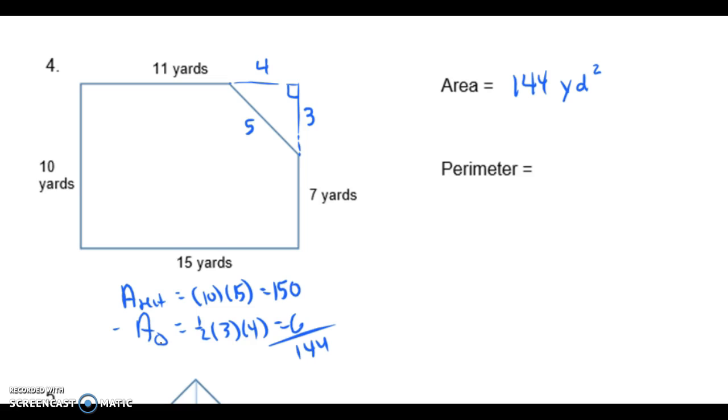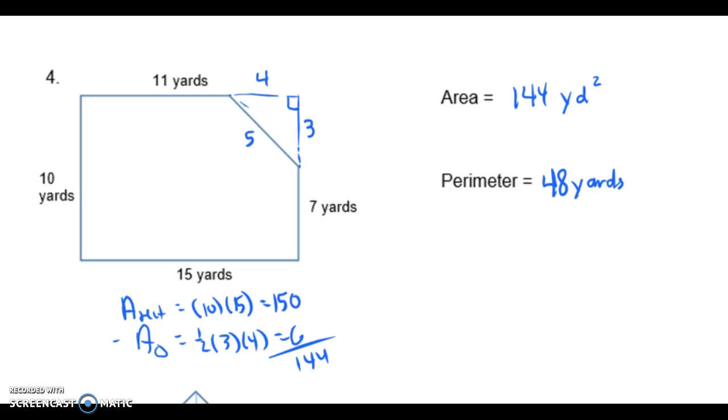Perimeter, again, add up all the sides, so I've got a 10 and a 15 is 25, plus a 7 is 32, plus 11 is 43, plus 5, I get 48 yards for my perimeter. So that's a little sampling of what we can do in a plane.